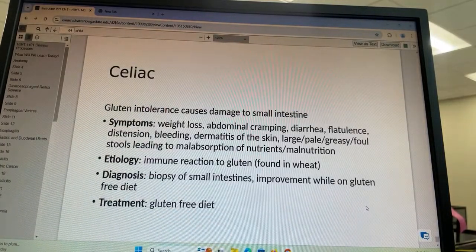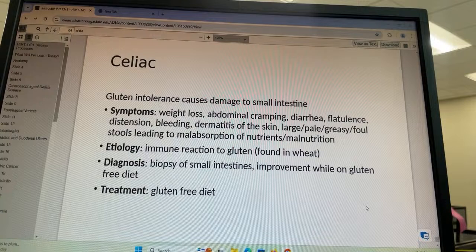All right, I think this is our last one. All right, so celiac disease is basically the medical term for gluten intolerance. This causes damage to the small intestine.